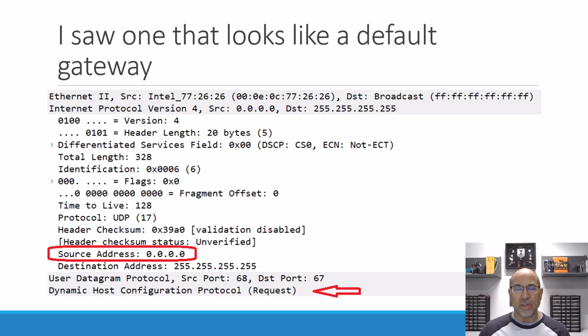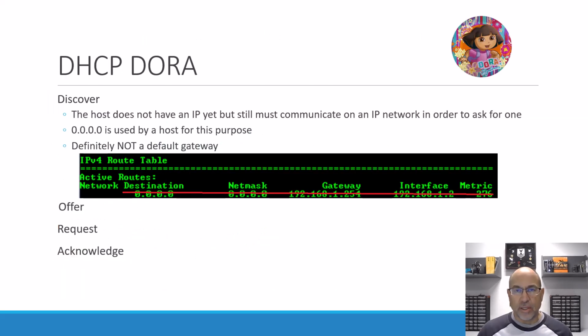So what is this all about? Well, it turns out that this is what we call the DHCP DORA process. DORA is an acronym for Discover, Offer, Request, and Acknowledge. At the beginning part, when you first come up on a network, you don't have an IP address.